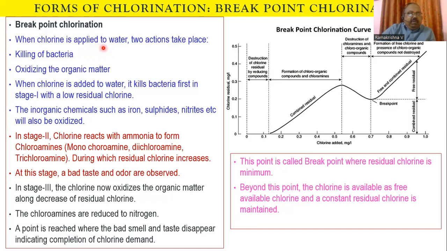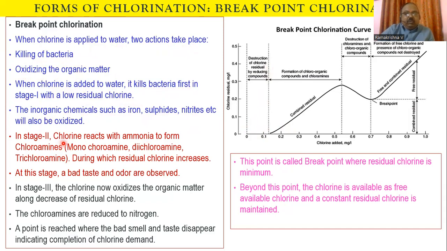So when chlorine is applied to the water, two actions take place. Killing of bacteria, oxidizing the organic matter. When chlorine is added to the water, it kills the bacteria first in stage 1 with a low residual chlorine. So this is stage 1. Inorganic chemicals such as iron, sulfide, nitrate, etc. will also be oxidized. So this is stage 1 part.